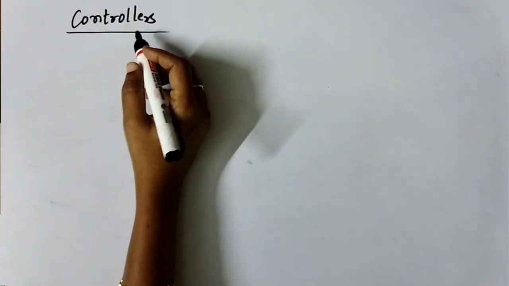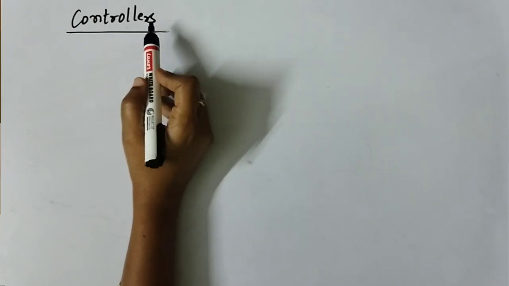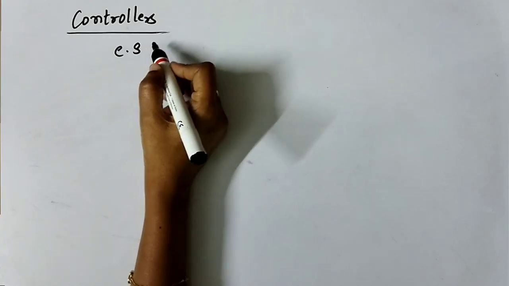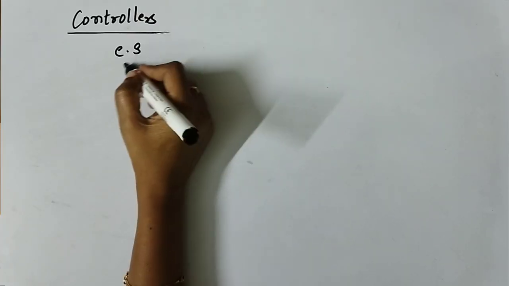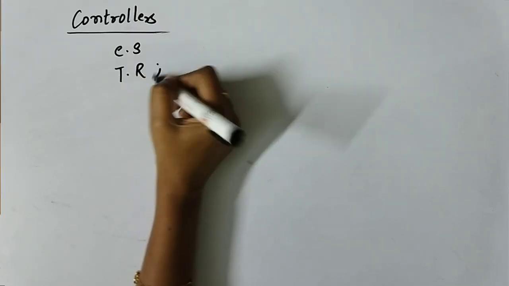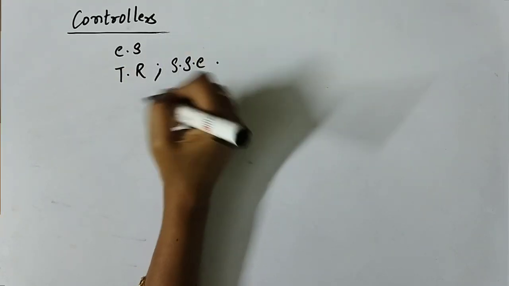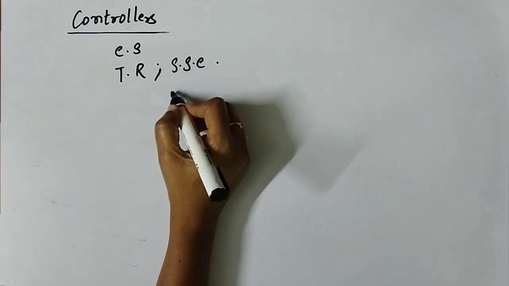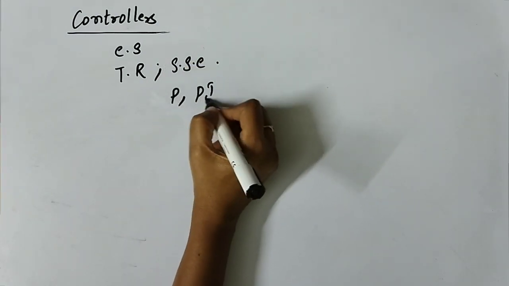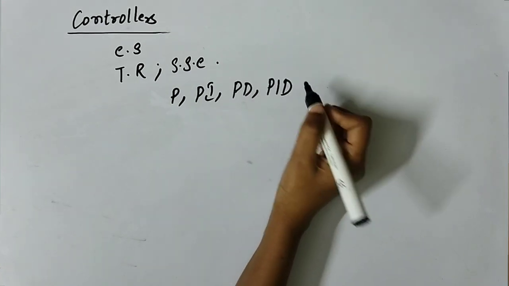Yes, today we'll start learning about controllers. In any feedback control system, a controller is introduced to modify the error signal and to achieve better control action. The introduction of these controllers will modify the transient response and steady state error of the system. So on the whole, you get a better system. Now we have several sorts of controllers like proportional, proportional integral, proportional derivative, and proportional integral and derivative controllers.